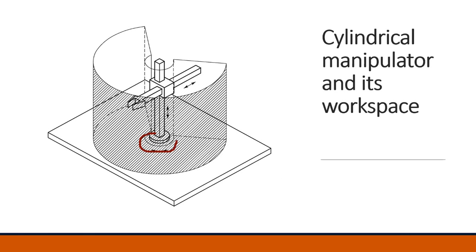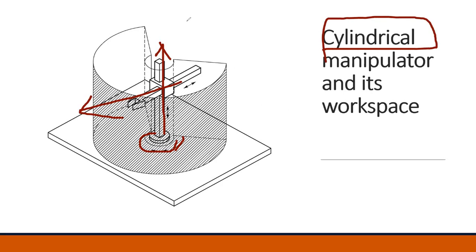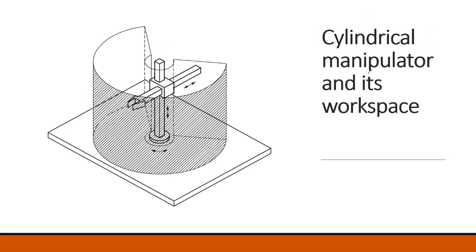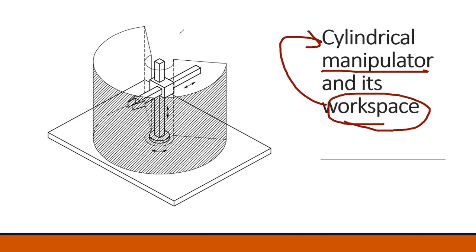We also have the cylindrical manipulator. We have a base that can rotate, you have a joint that you move up and down, and you also have an arm that you can extend. So in a way the workspace is a cylinder. This type of manipulator we call a cylindrical manipulator. So you can see that the manipulator's name is usually related to its workspace.